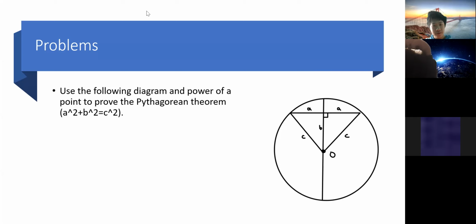You don't need to show your proof to me. Once you prove it, just keep your answer, and if you proved it, then you're right. So that's basically how you can check your answer.